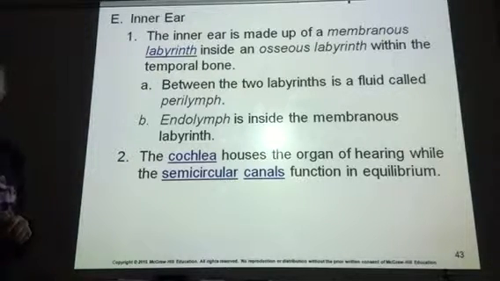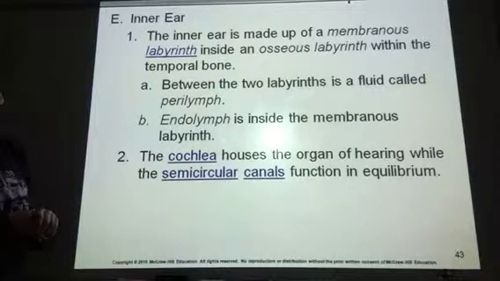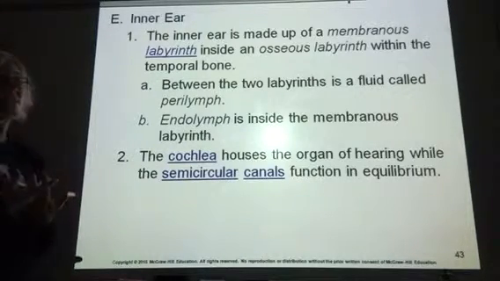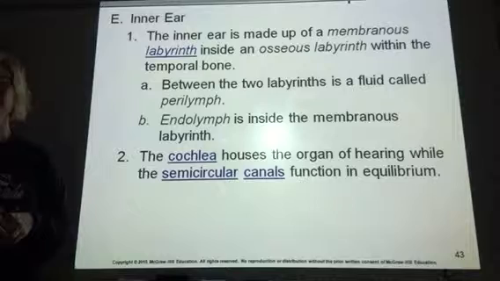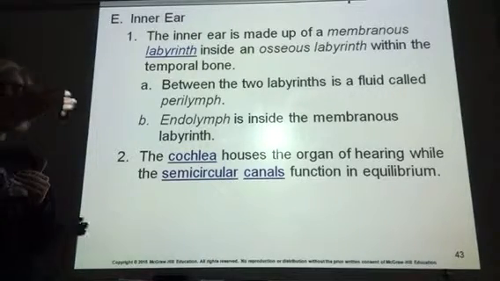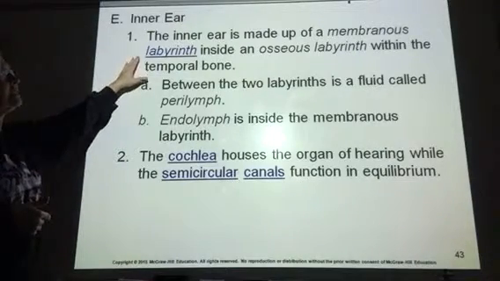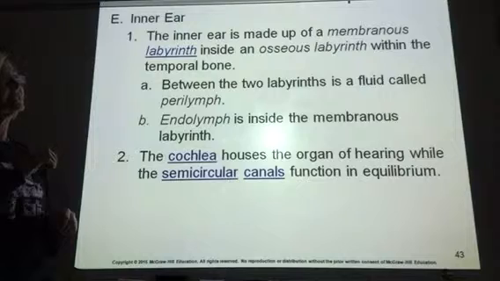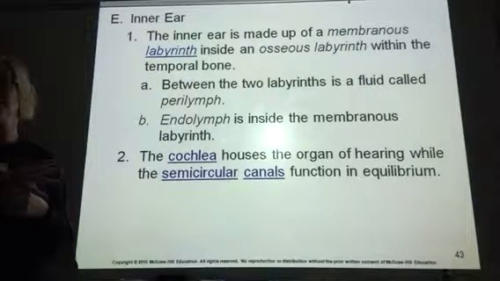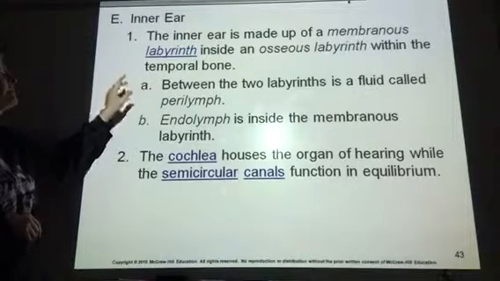The inner ear is the most complex of the three sections. So the inner ear is made up of labyrinth. There was a movie many years ago. Labyrinth kind of means tunnels or canals. So there's a membranous labyrinth inside of osseous. So osseous is a bony, it's also called bony labyrinth, within your temporal bone.